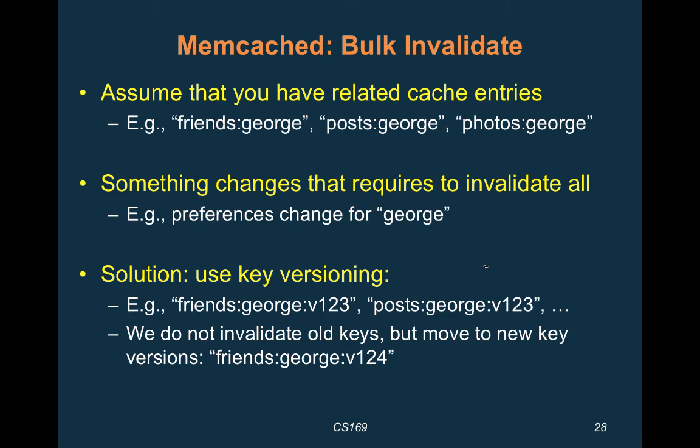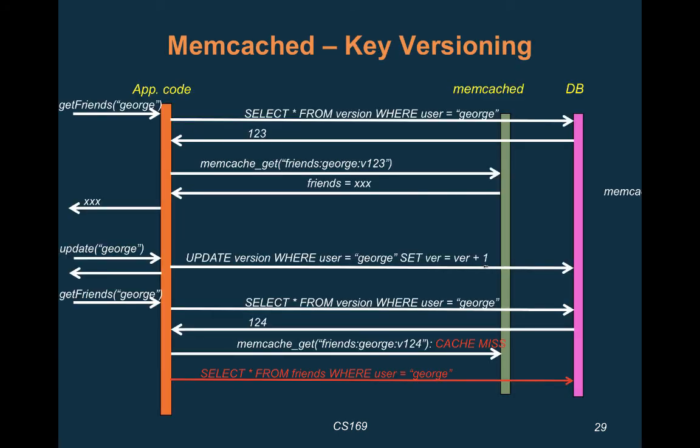Let me explain this in more detail. So this is the application, Memcached, and the database. When you get the request for George's friends, first you go to the database. This is a different scenario. You go to the database for a very simple answer: what is the current version for George? And it gives you 123. This means that all of the keys, photos, friends, posts for George, sit under version 123. You use this to construct the key for Memcached. And now you say, Memcached, give me friends George version 123. It says, here it is.